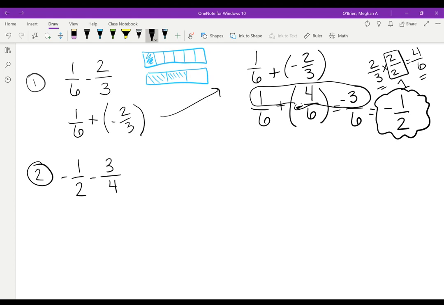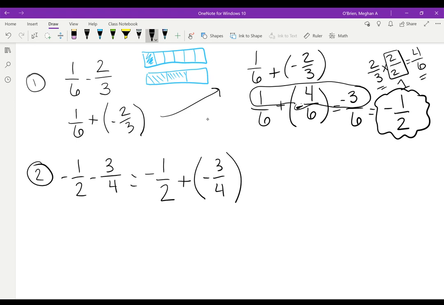Okay? All right, let's try the next one. Down here, number 2, negative 1/2 minus 3/4. That is the same as negative 1/2 plus negative 3/4. And again, I only do the parentheses because it just keeps things neat and orderly. So negative 1/2 plus negative 3/4.